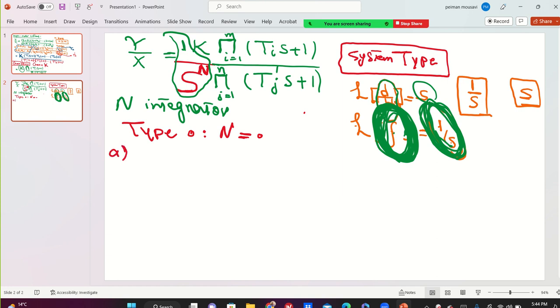Our famous step, ramp, and parabolic to define new parameters in control. System type 0 when it has no integrator by itself. So let's go for the step. A step.